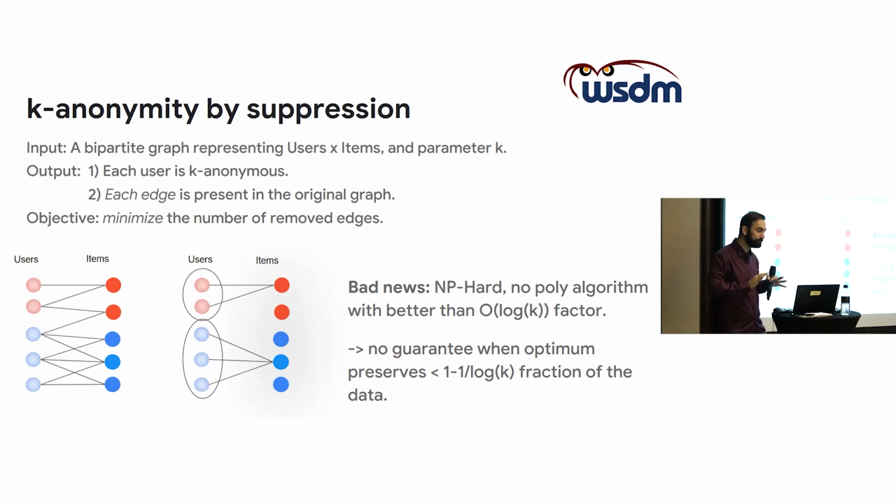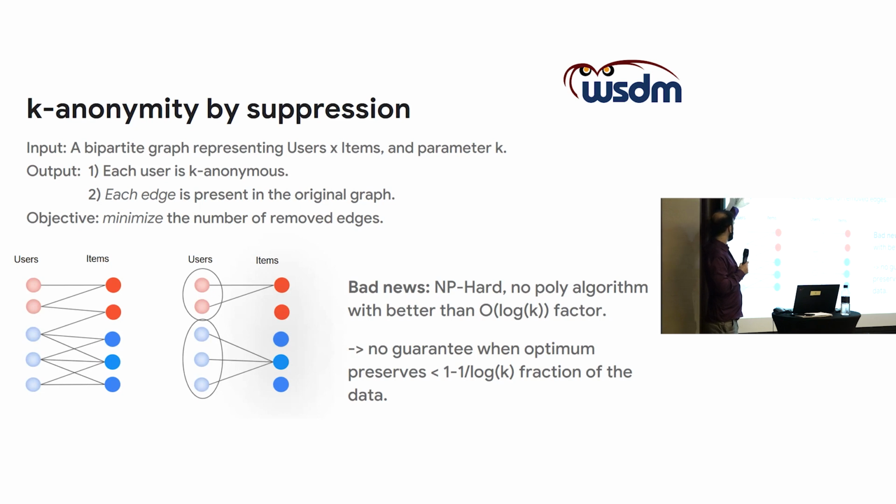There are roughly two notions of k-anonymity. The first one is k-anonymity by suppression. In k-anonymity by suppression, say we have a graph, a bipartite graph. These are users, these are items or features. Each user has some of the features, right? And we want to cluster these users such that each cluster is large enough, larger than k, and the features that these users have are the same in each cluster, right?